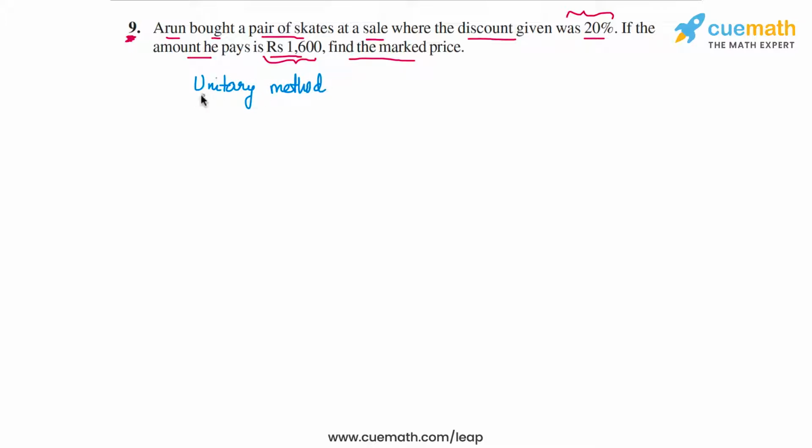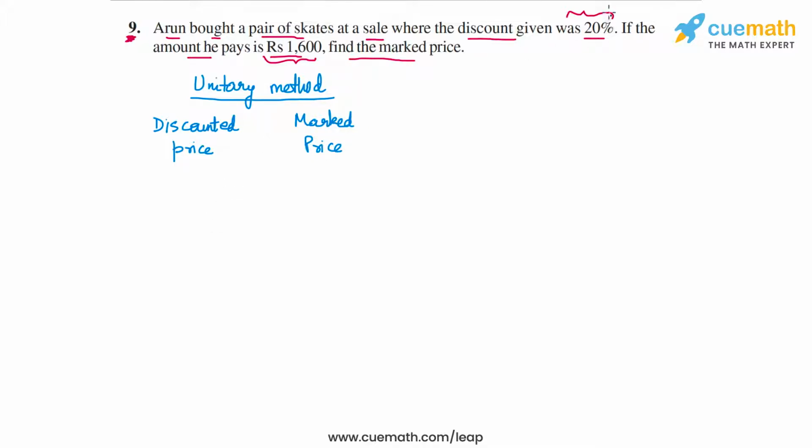Okay, so in this approach, let's write out the marked price and the discounted price. Let's form a relation between these two, the discounted price and the marked price. Okay, let's figure out the relation between these two prices.